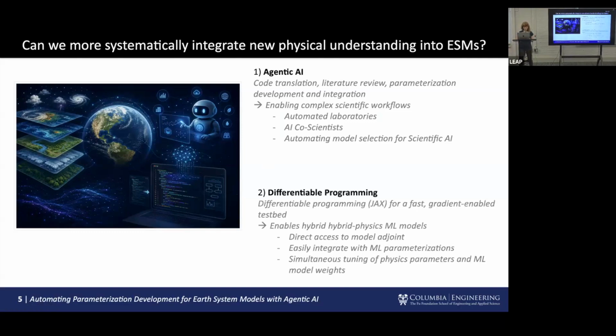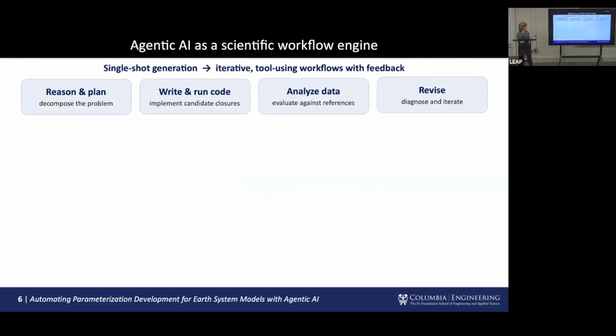And agentic AI is being used in the last couple of years to now enable some complex scientific workflows. And the other main advance is the increasing use of differentiable programming. Differentiable programming in languages like JAX or Julia can allow for a fast and gradient-enabled test bed. So combining these two together has the potential, I will argue, to advance our ability to much more systematically create this process of parameterization development, integration, and tuning, and the whole workflow of developing our system models.